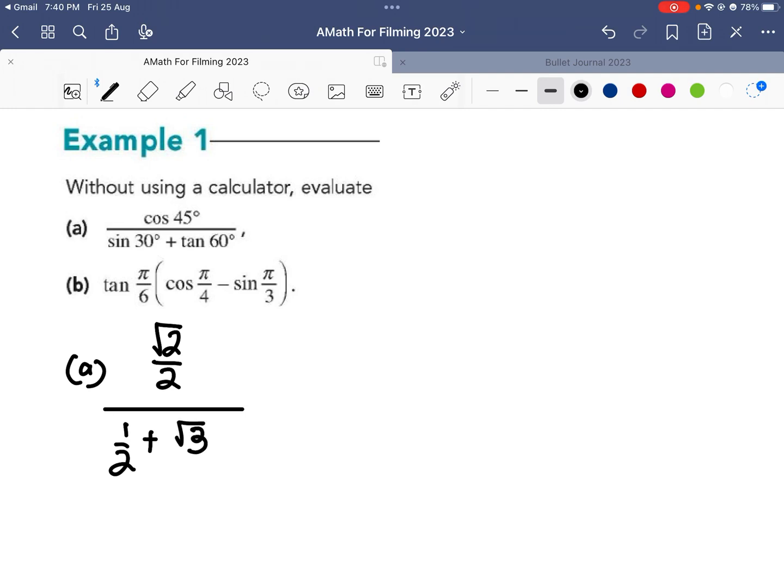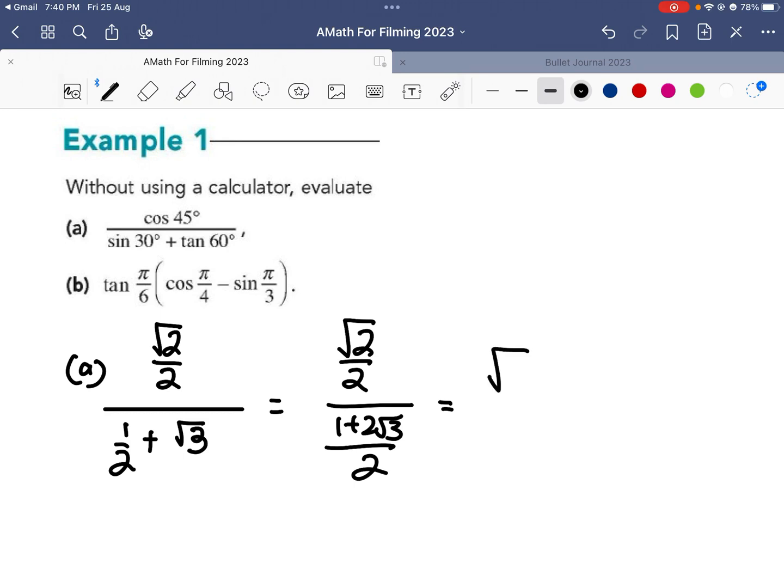So you need to be able to see cosine 45 degrees and translate it to this. Similarly, sine 30 is translated to half, and tangent 60, you need to know the value is square root of 3. Then what we're going to do here is this. We will start to simplify this fraction. So square root 2 over 2 is 1 plus 2 root 3 over 2.